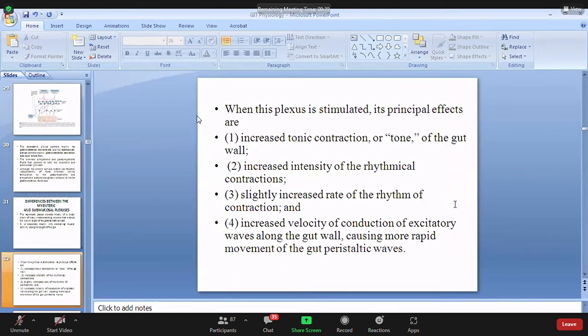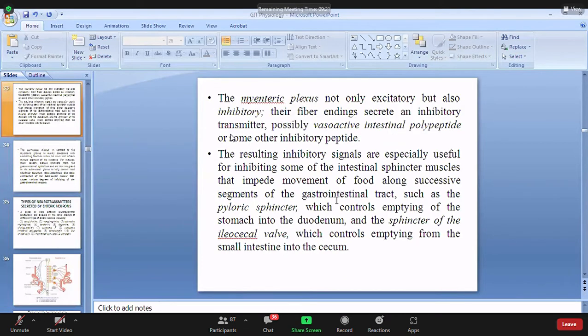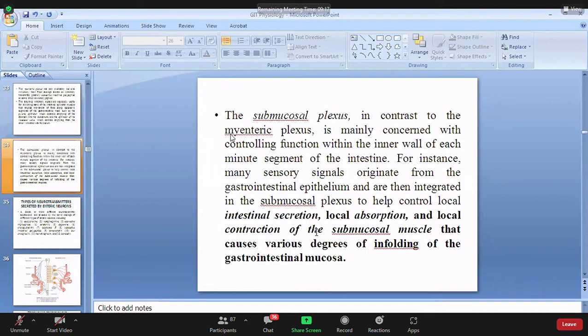ফাংশনগুলো গাইটেনে এভাবে মেনশন করা আছে: increased tonic contraction or tone of the gut, increased intestinal or rhythmical contractions, slightly increase the rate and rhythm of the contraction, and increase the velocity of conduction of the excitatory waves along the gut wall, causing more rapid movement of the gut peristaltic wave. ঠিক আছে? আর যেটা সাবমিউকাসাল প্লেক্সাস, তার কাজ কি?